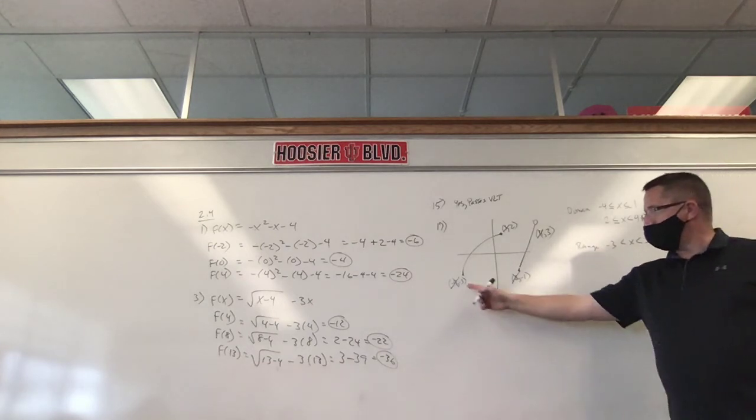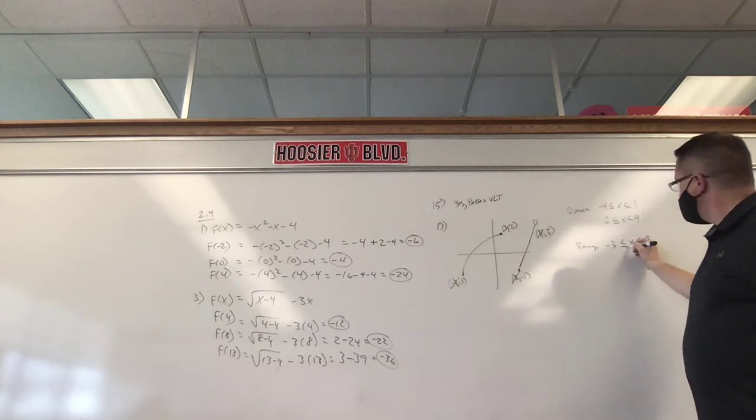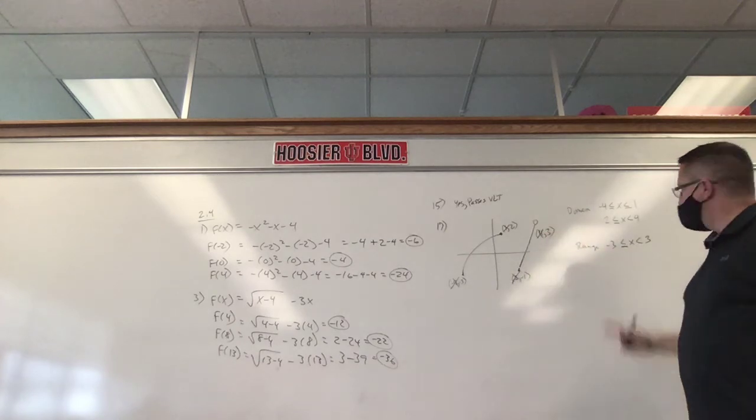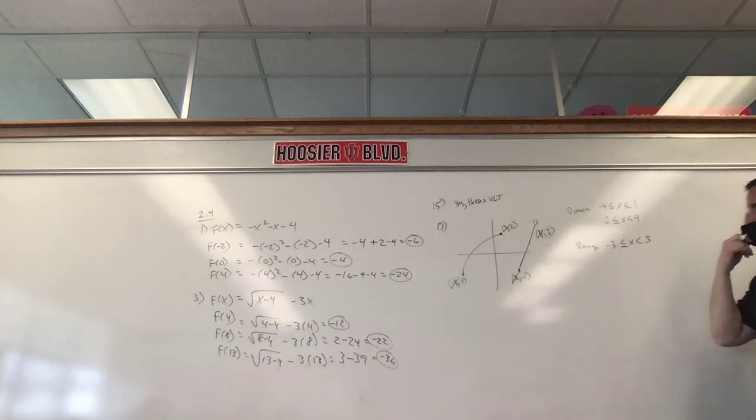Did it ever hit -3? Yes, it did. Did it ever hit +3? No, it didn't. So it's everything between -3 and +3, including -3, but not +3. And that's wrong, by the way, what I wrote up there. Anybody know where my mistake is?